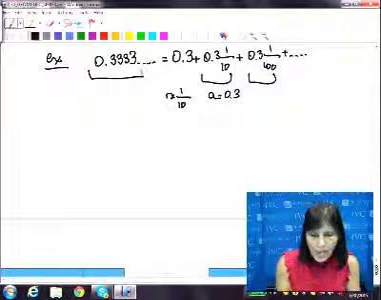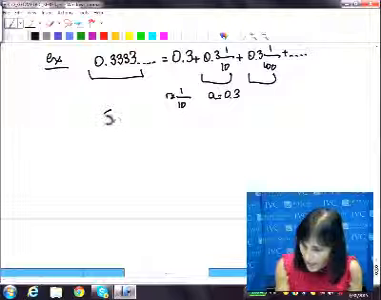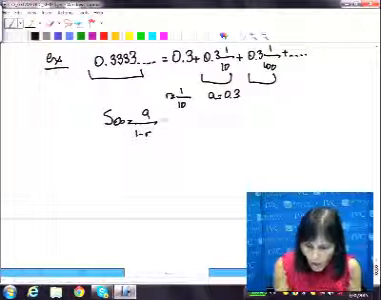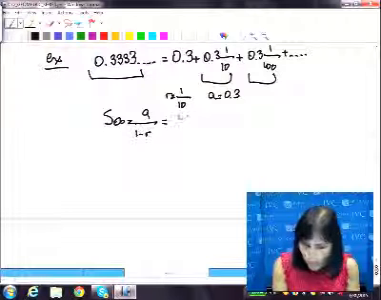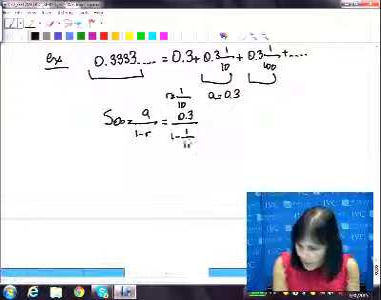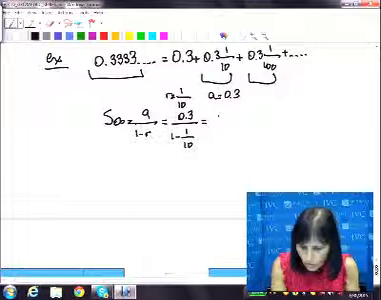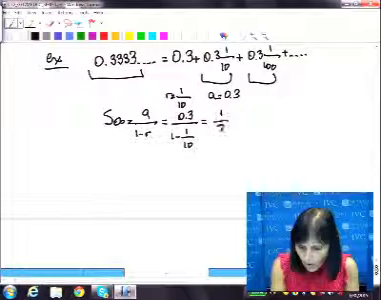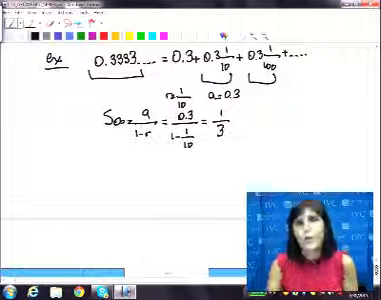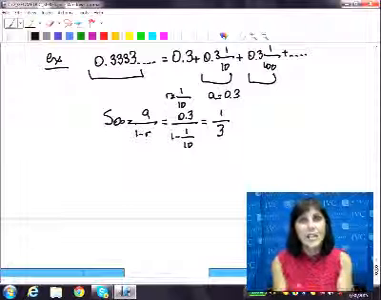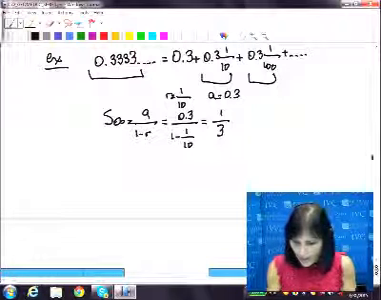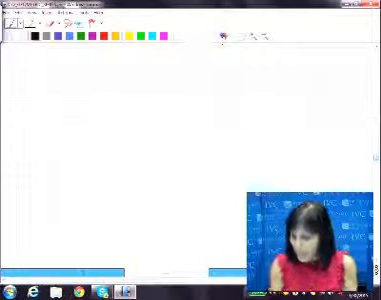And this is going to be S infinity, which is a over 1 minus r. What is my a? 0.3. What's my r? 1/10. And this actually turns out to be, when you do the math, 1/3. And I know from arithmetic that 1/3 is 0.33333. So you can see all these things are connected.